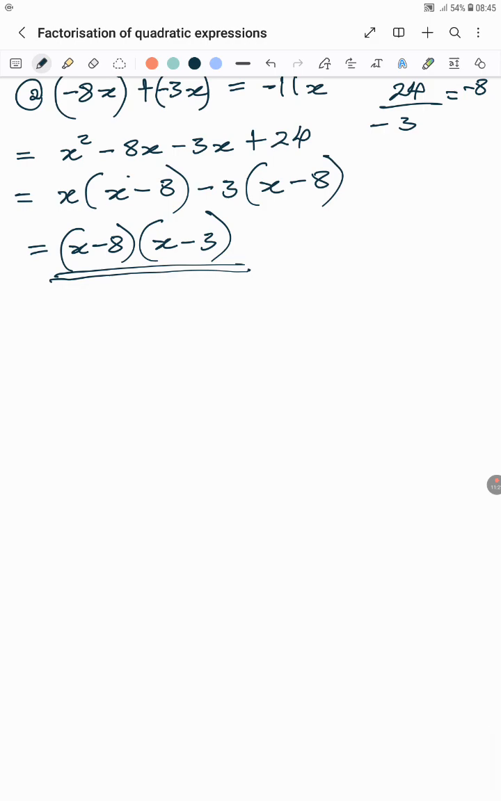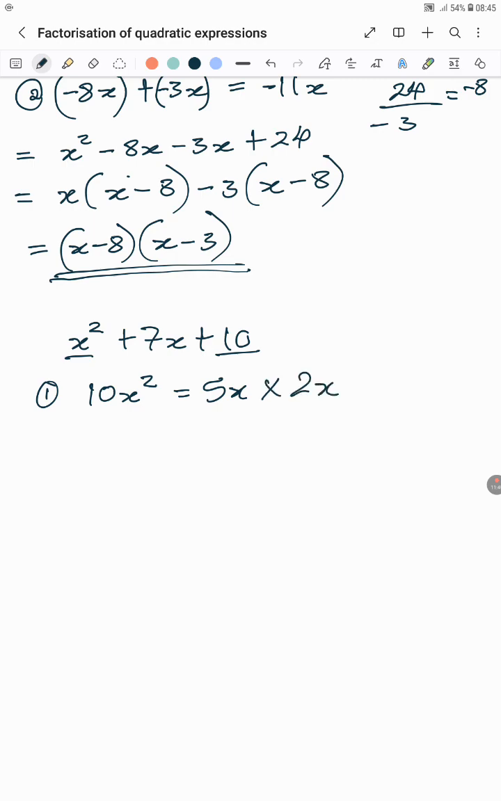I'm going to do another example. Hopefully it's going to be our last for today or for this lesson. So here you multiply first and last, you get 10x squared, and the two factors here are 5x and 2x. So 5x and 2x give you positive 10x squared. If you add them, these two factors will give you 7x.